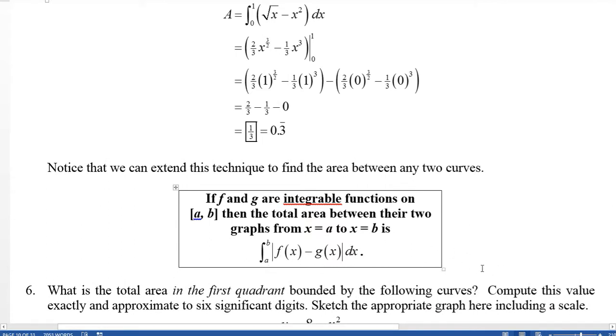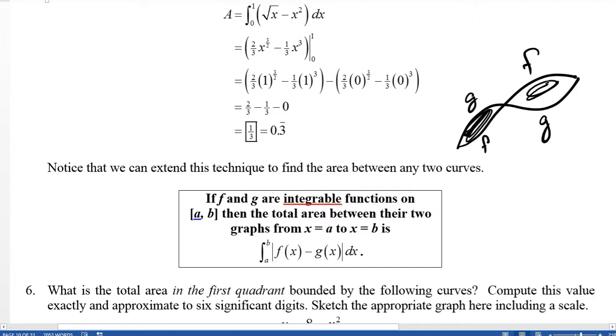So for example, let's see if we can maybe draw a picture here. If you get one curve that's going like this, and then another one's going like that, so here f's on top, g's on the bottom, then g's on the top, f's on the bottom. This integral here is going to give you this area plus this area. So it's the total area between the two curves.